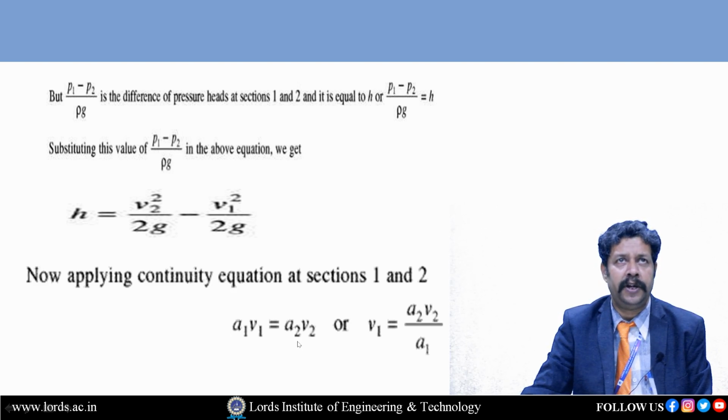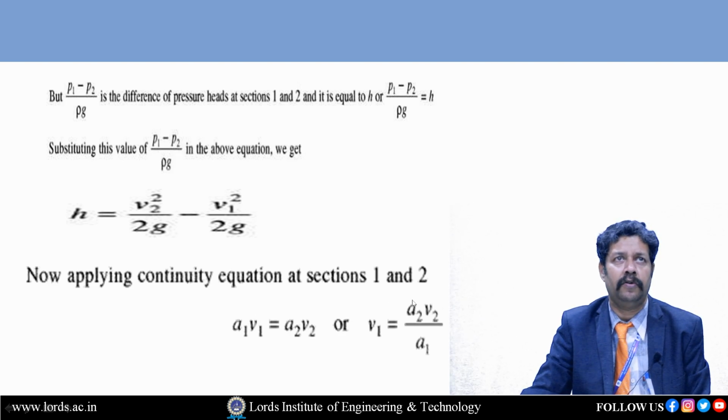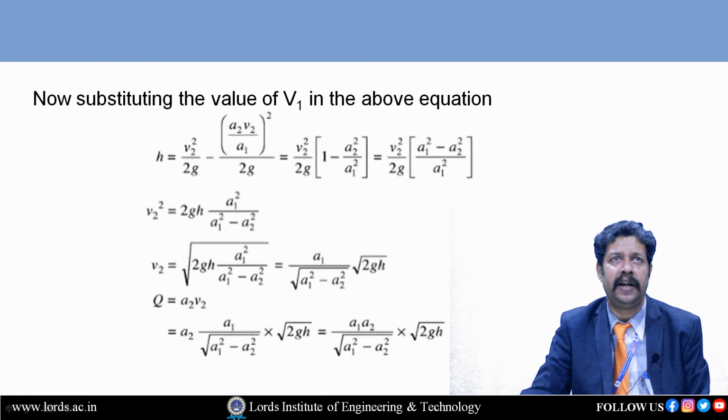Now substituting the value of V1 in the above equation, h is equal to V2 square by 2G minus V1 square by 2G. In place of V1, I am putting A2 into V2 divided by A1, whole square, divided by 2G. By taking V2 square by 2G common, we get V2 square by 2G times the bracket 1 minus A2 square divided by A1 square.